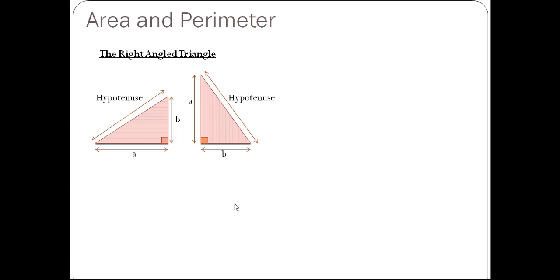Now you would look at the area of the right triangle, and that is half times A times B, or A times B divided by 2. More commonly, people always say that it's base times height divided by 2, or half base times height.